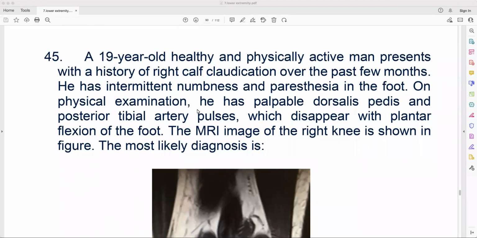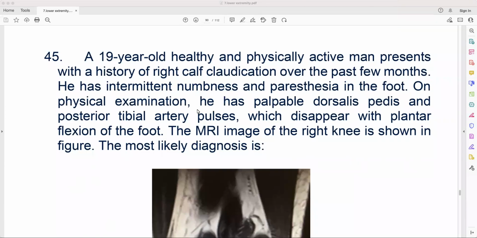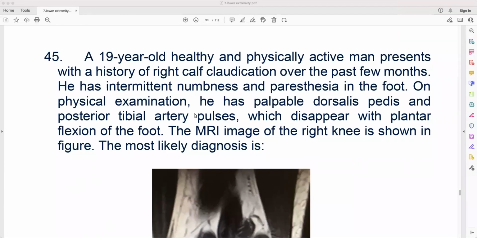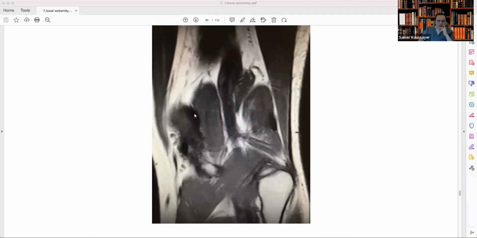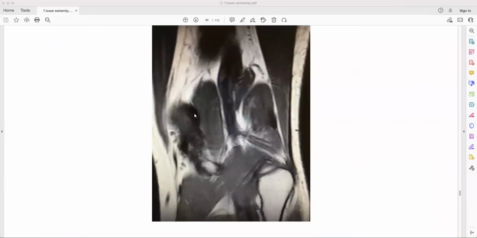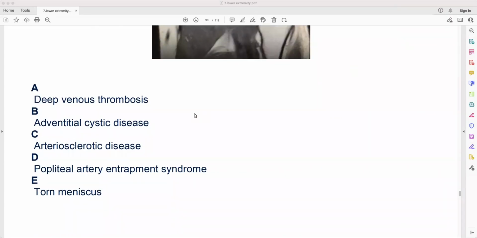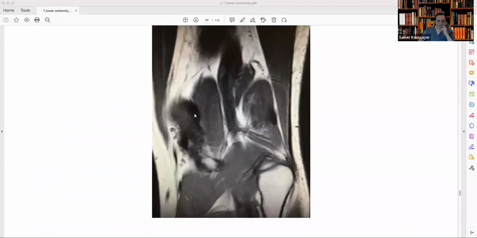entrapment or chronic compartment. I don't know how many questions you ask, but they keep asking about this. I think this is maybe the fourth or fifth question we get about entrapment syndrome. The moment you see a young, healthy, active person with intermittent claudication, this is the first thing you need to think about. To make it very easy, you need someone with a very good MRI. So your diagnosis will be entrapment syndrome, medial gastrocnemius, yes.